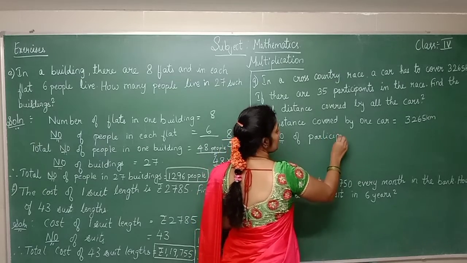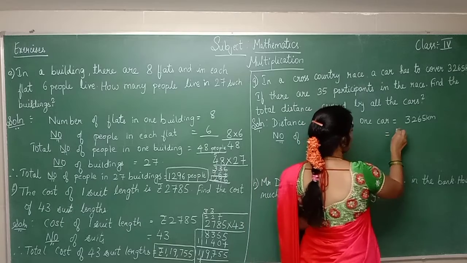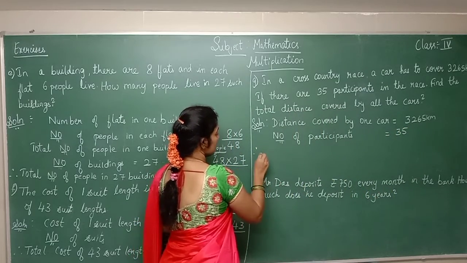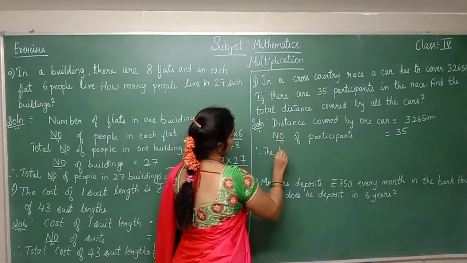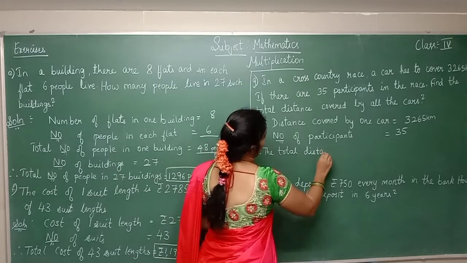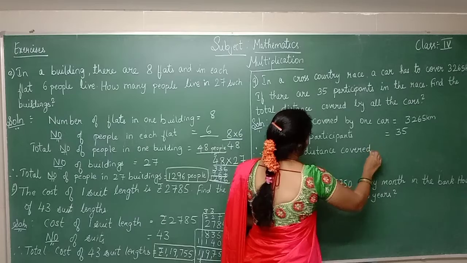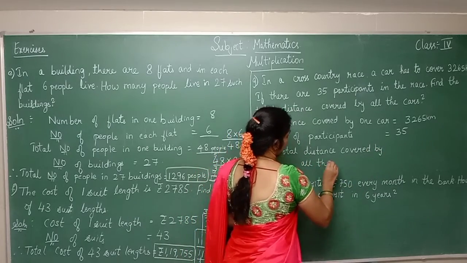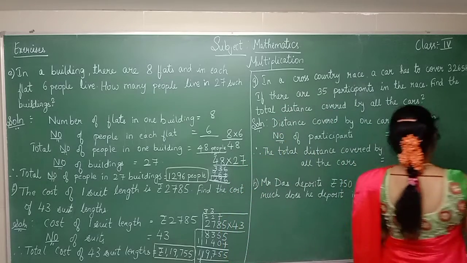So the number of participants is how much? There are 35. So therefore we are going to find the total distance covered by all the cars. Again we go with the multiplication part.